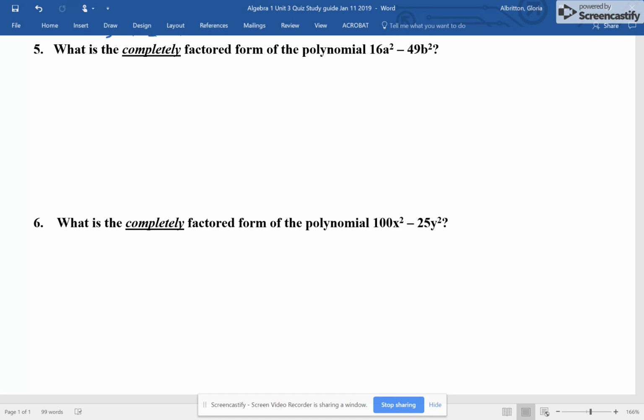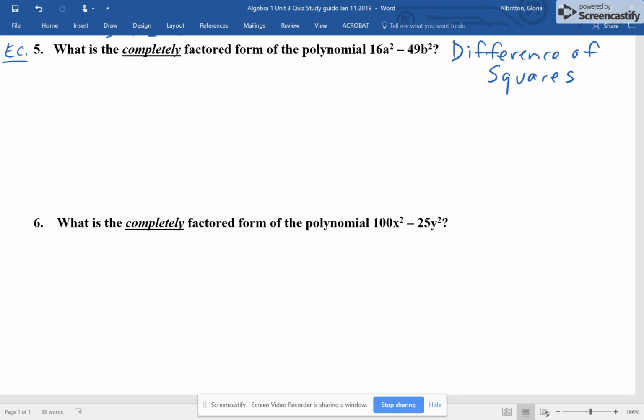What is the completely factored form of the polynomial 16a squared minus 49b squared? This type of factoring is called the difference of squares. And you can probably see why we call it the difference of squares. First of all, it's subtraction, and that's what difference means. And then it has squares, perfect squares in it. 16 is a perfect square. A squared is a perfect square. 49 is, and so is b squared. So therefore, it's called a difference of squares. And again, this will be an extra credit problem on the quiz.